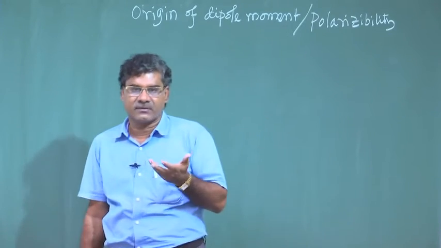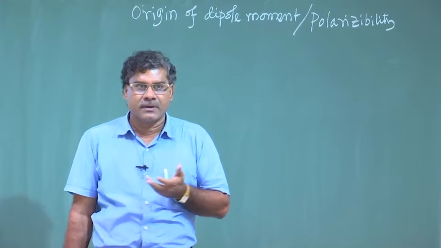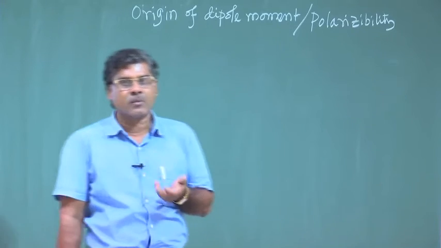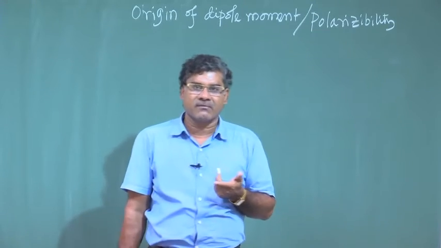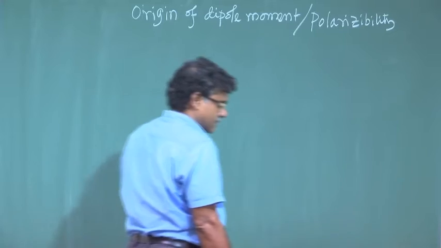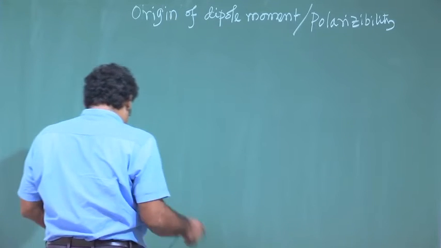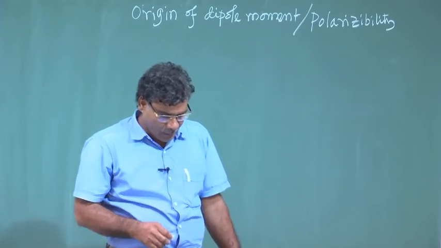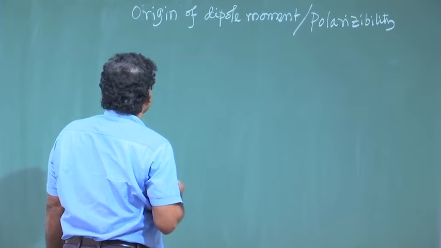So, in case of magnetic material, we have seen the origin of magnetic dipole moment was the induced dipole moment as well as the dipole moment due to angular momentum. There, it was the orbital angular momentum, spin angular momentum as well as nuclear angular momentum. So, that was the origin of the magnetic dipole moment. So, here in case of dielectric material, there are three types of dipole moment or polarizability.